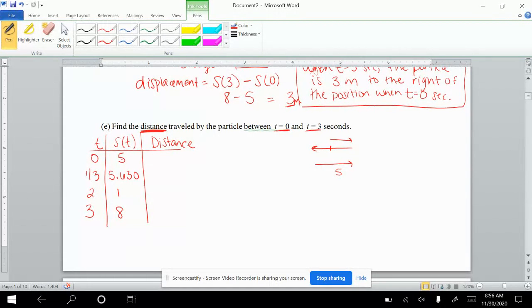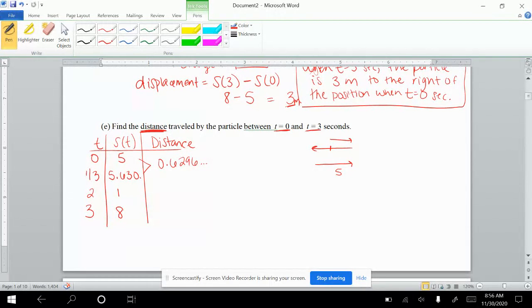But we need to figure out what is the distance between 0 and 3. So we want to know between 5 and 1/3 what's happening here. Okay. So in order to figure out the distance, you have to take 5.630 minus 5, which will give you your distance from 1/3 to 0 seconds here. And when you subtract those two numbers, you get 0.6296, etc. if you were to use your value from your calculator.